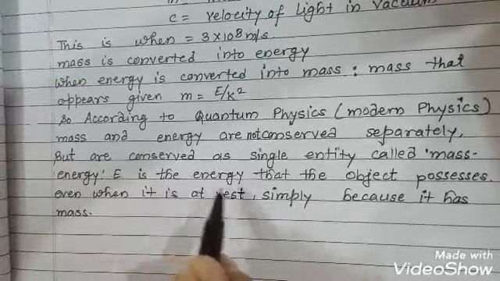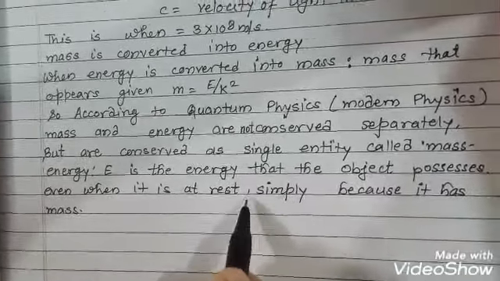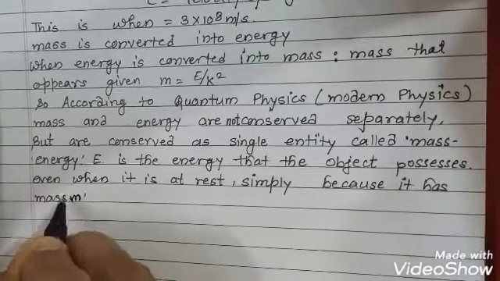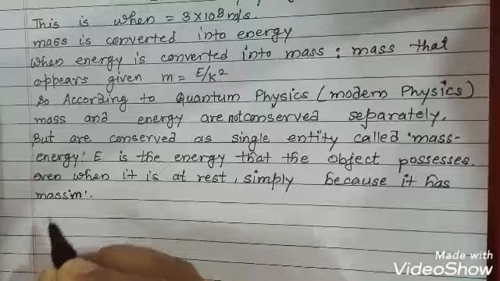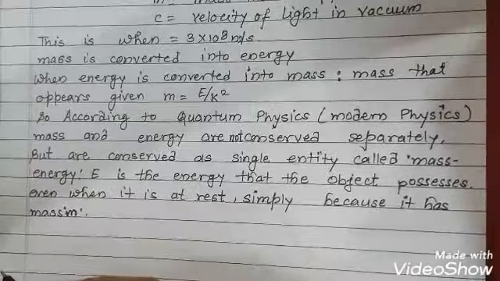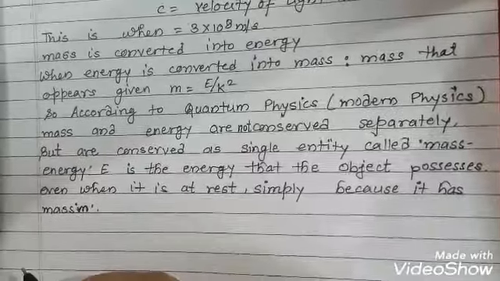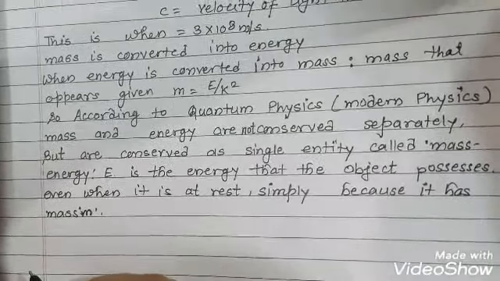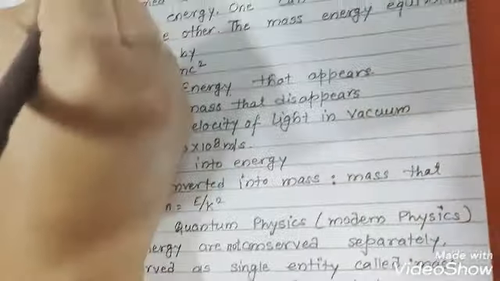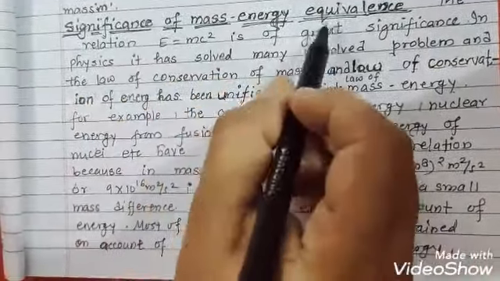That is the energy that the object possesses even when it is at rest, simply because it has mass m. So this relation tells us about the mass and energy transformation into each other. When m mass disappears, E energy is created, and if E energy disappears, m mass is created. And we'll see now the significance of mass energy equivalence.